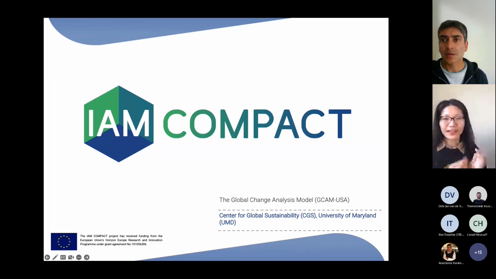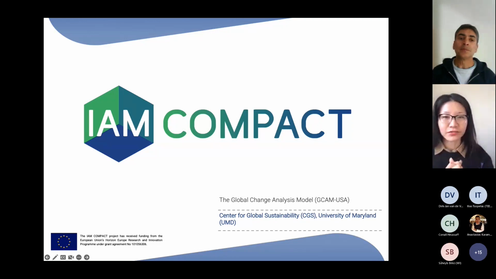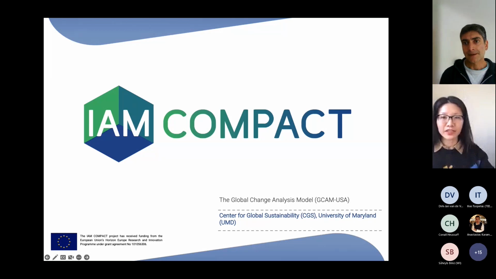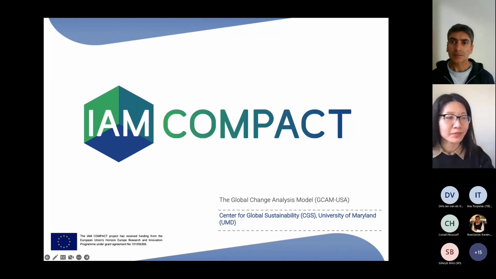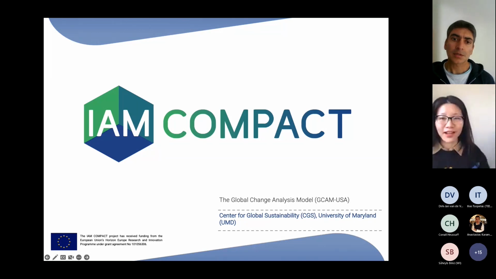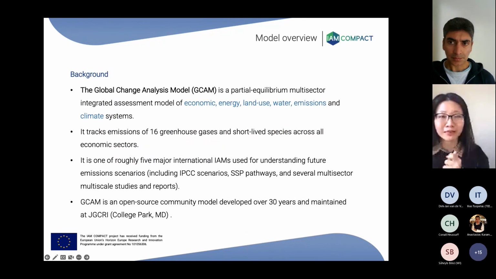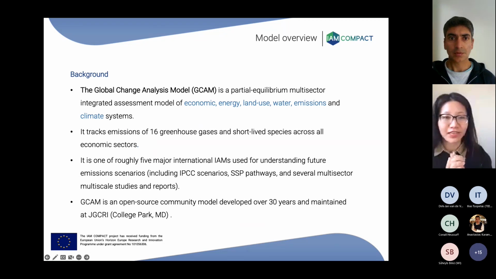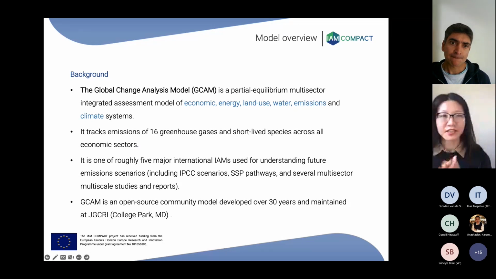Yes, I'm presenting very briefly to introduce the USA special version of the Global Change Analysis Model, GCAM USA. So we don't need to repeat a lot of the information about GCAM, which John and Dirk already presented very nicely in the first workshop. But I just want to remind everyone, GCAM USA is actually embedded in the global version of the model.